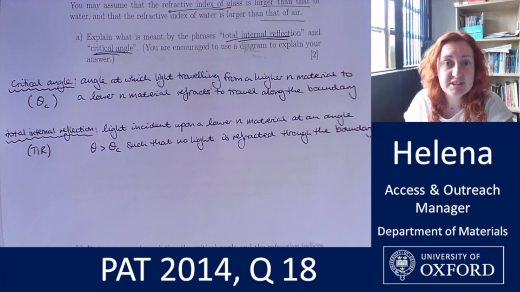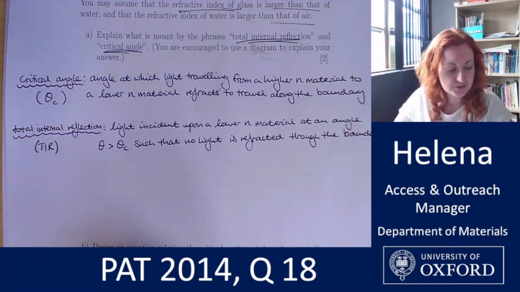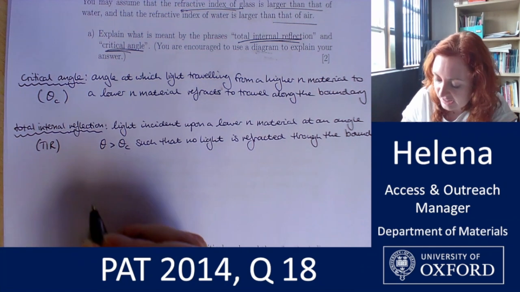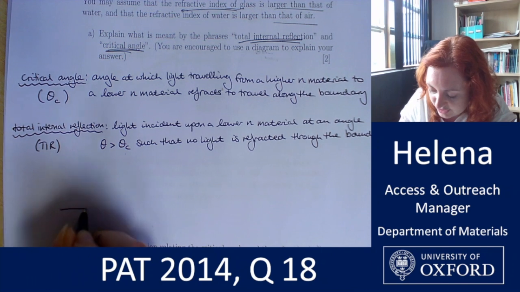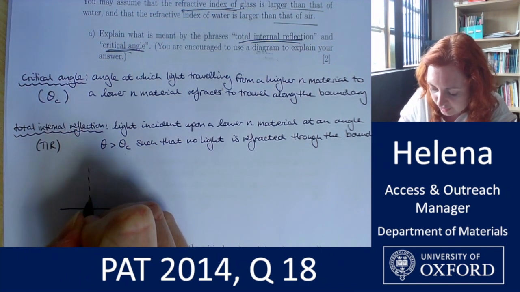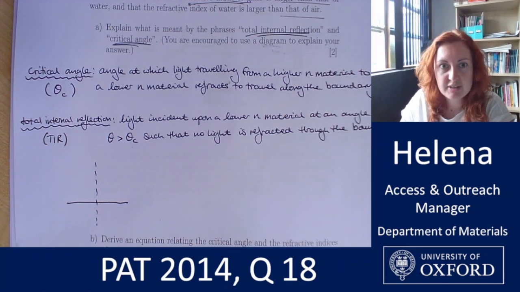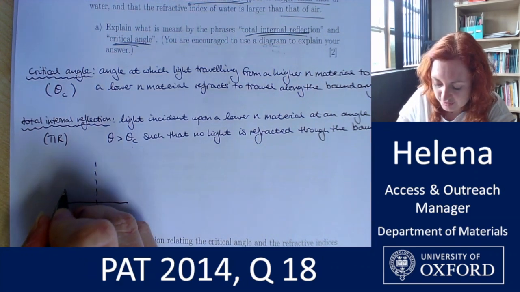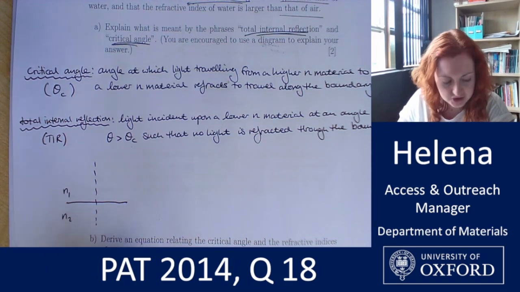So if we were to draw this as a diagram, which it is useful to do to visualize, let's have a look at sort of 3 different scenarios that we can have. So I'm going to set up a little diagram like this, where we've got our 2 refractive indices, N1 and N2.